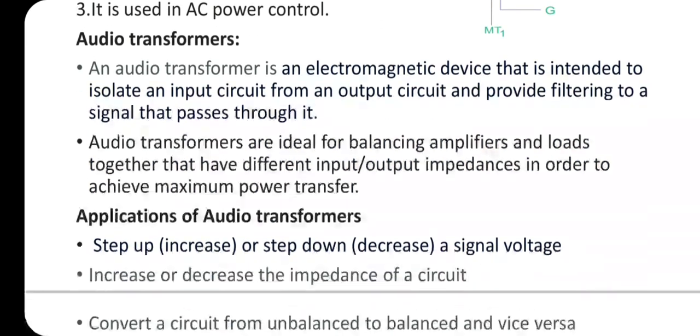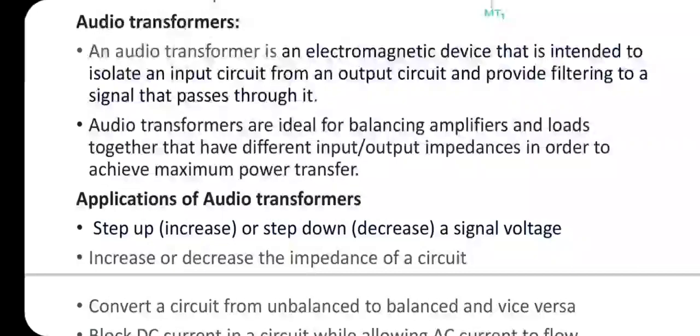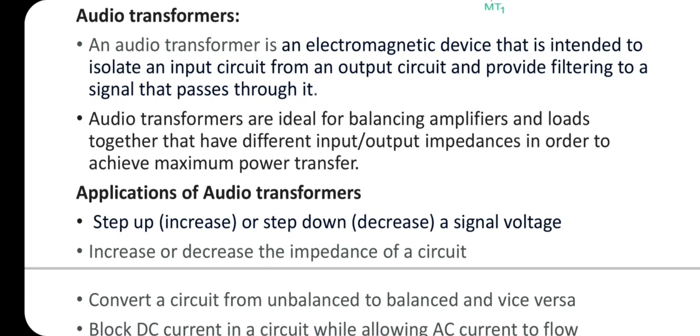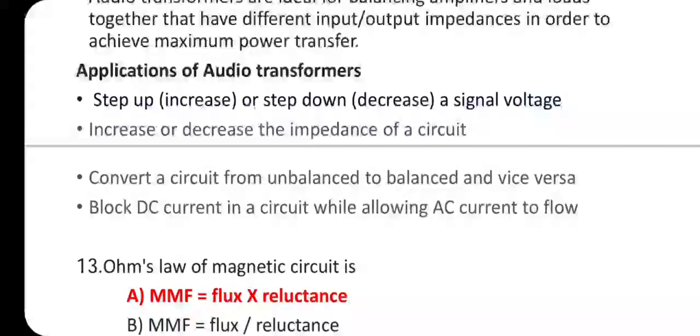What is audio transformers? An audio transformer is an electromagnetic device that is intended to isolate an input circuit from an output circuit and provide filtering to a signal that passes through it. Audio transformers are ideal for balancing amplifiers and loads together that have different input or output impedances in order to achieve maximum power transfer. Applications of audio transformers.